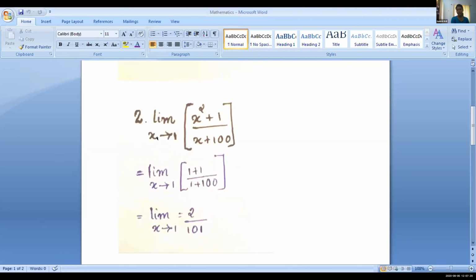The second question is the limit x tending to 1 of x square plus 1 by x plus 100. Like the previous question, since x is tending to 1, we can give x the value 1. So 1 square is 1, plus 1, divided by 1 plus 100. So the limit will be 2 by 101. I hope it's clear.